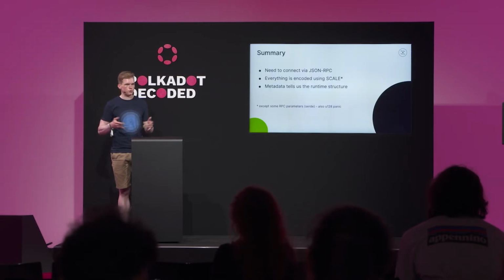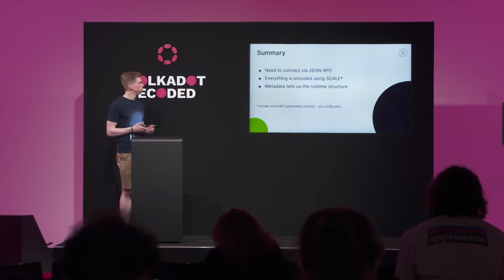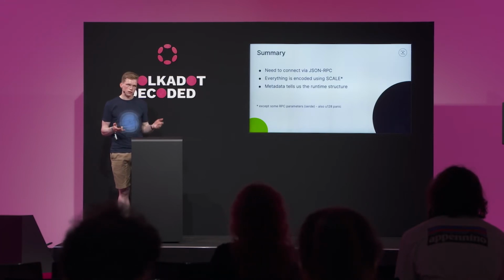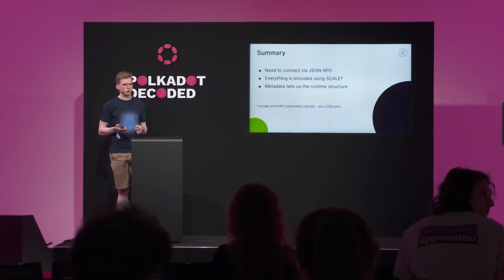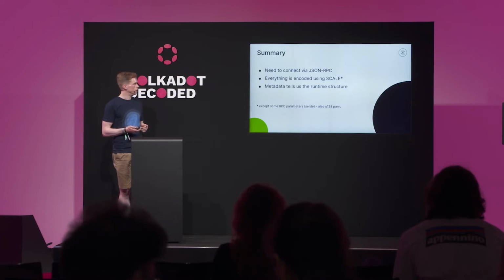So to wrap the introduction up, we have JSON RPC. That's what we need to use to connect to a node. Mostly everything is encoded with SCALE. I put a little asterisk here because many of the RPCs use simple JSON encoding. There are some issues with that. With Rust, we use a library called Serde. And lastly, the metadata tells us the runtime structure of what our pallets and runtime look like, and how we want to interface with that.